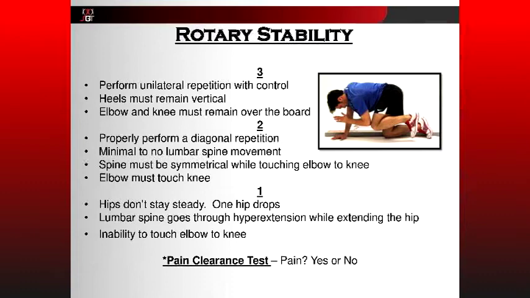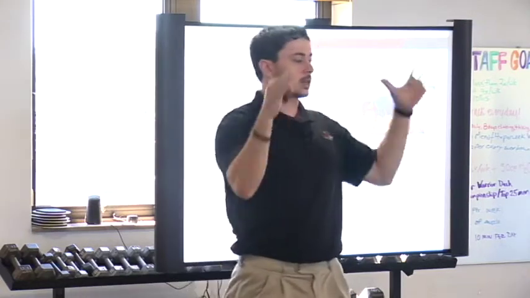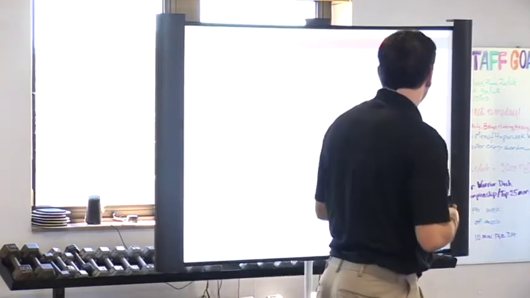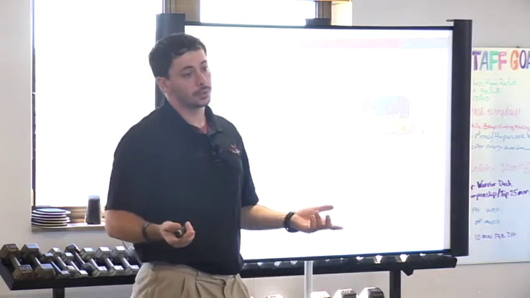I want to make sure that it's a nice rounded spine and I don't have to overreach with either my hip or my T-spine to get those to touch. It should be very symmetrical and fluid. If you can do that under control and make that look pretty, that's going to be a score of a 2.